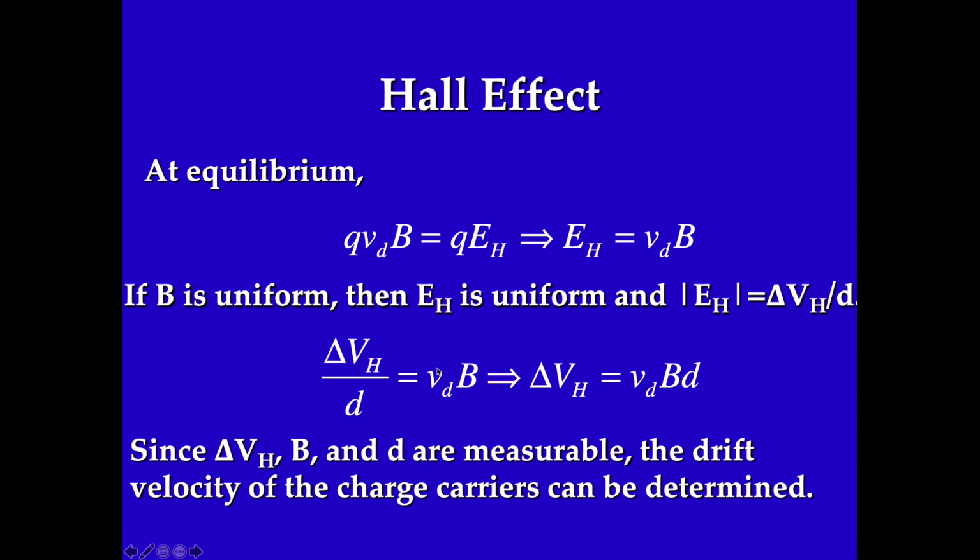So delta V over D is just the drift velocity times B. You can measure the Hall voltage with a very sensitive meter, not with a typical multimeter. You can measure B, and then you can measure with a ruler the distance from the top and the bottom of the material. So realistically, if you can measure this, B and D, you can actually determine the drift velocity. So this is a way one can actually measure the drift velocity of the charges in a wire.